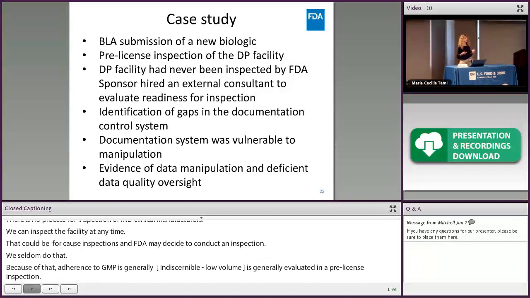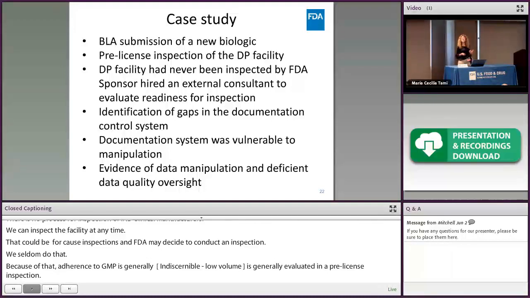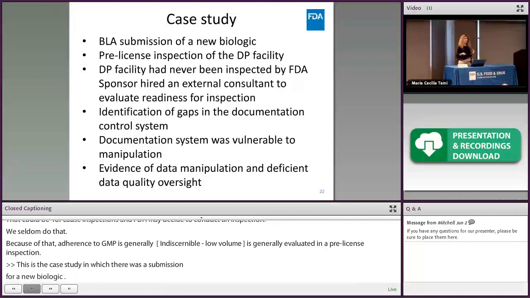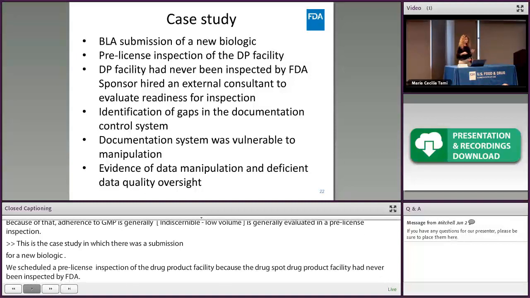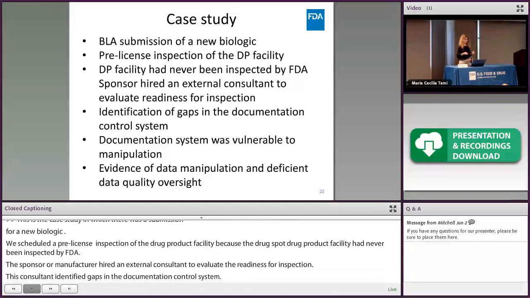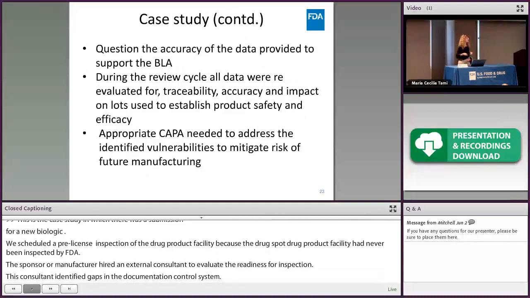So this is a case study in which there was a submission of a BLA for a new biologic, and we scheduled a pre-license inspection for the drug product facility because that facility had never been inspected by FDA. Because of that, the sponsor hired an external consultant to evaluate the readiness for inspection. This consultant identified gaps in the documentation control system. They found that the systems were vulnerable to manipulation, and they also found evidence of data manipulation and deficiency in data quality oversight. So the question then became how accurate the data in the BLA were.